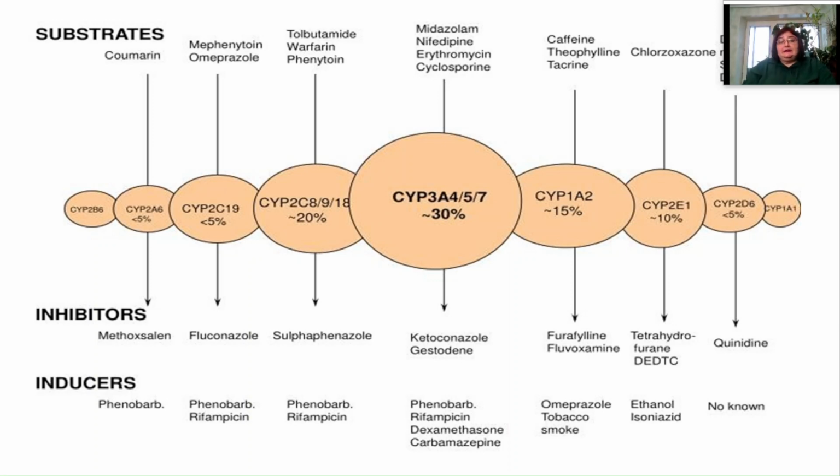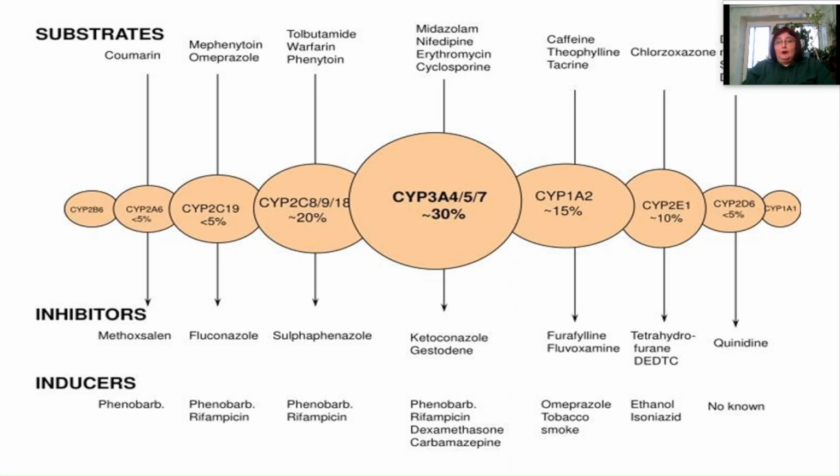Cytochrome 2C8, substrate is tolbutamide, warfarin, phenytoin, sulfaphenazole, its inhibitors, and inducers are phenobarbital, rifampicin, similar to cytochrome 2C19 in the category of inducers.